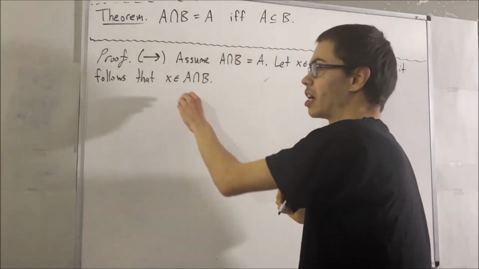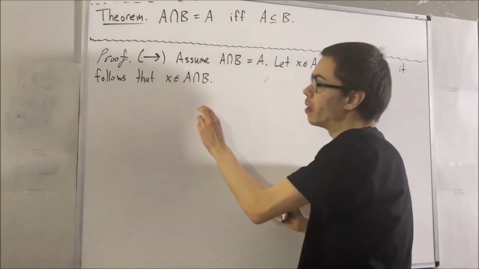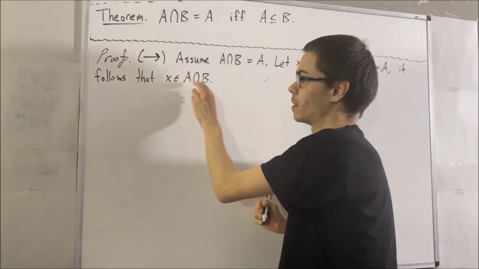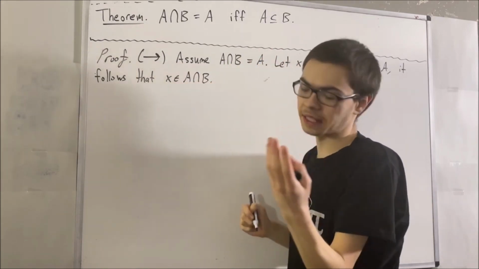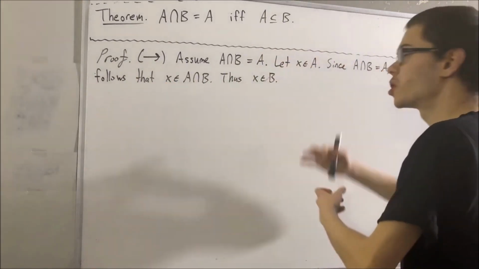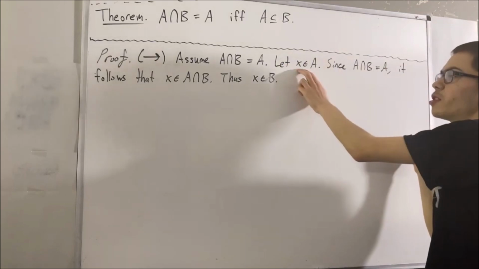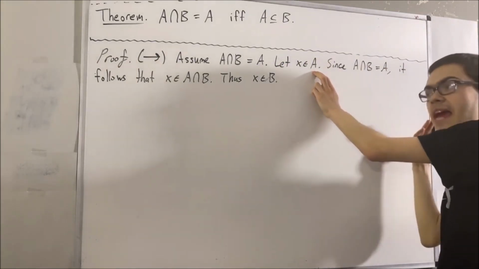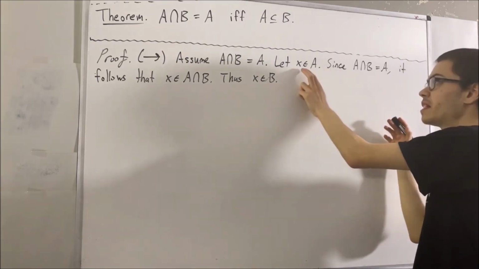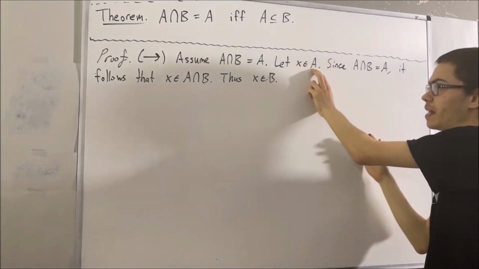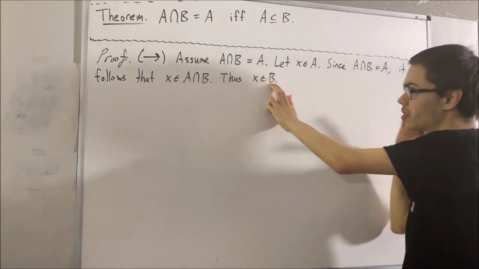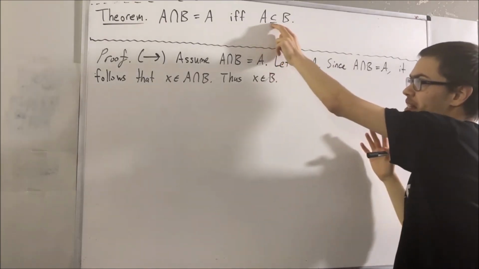What does it mean to be an element of an intersection? Well, it means that X is an element of A and X is an element of B. So one of the things that we get from it is that X is an element of B. So notice, we started with an arbitrary element in A, and we showed that same element is also in B. So because X was an arbitrary element of A, this means every element in A is also in B. So that means we've proven that A is a subset of B.